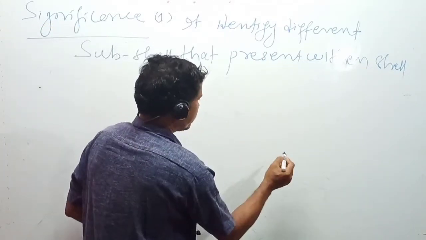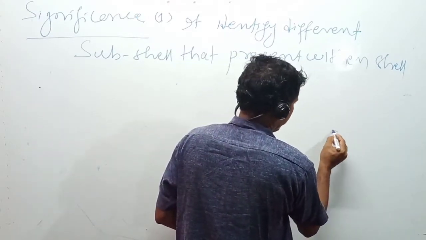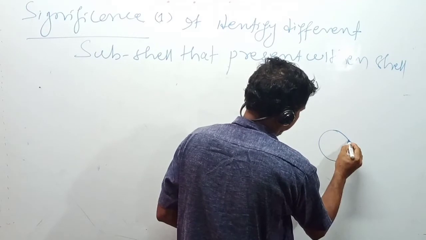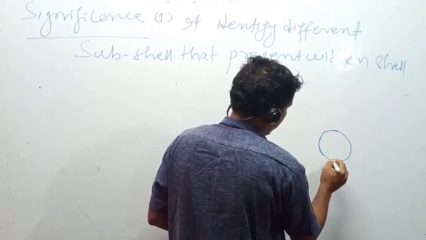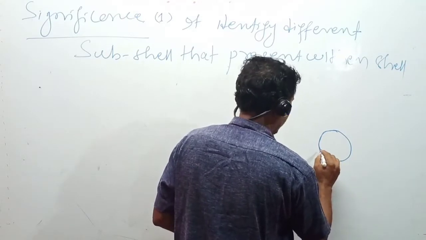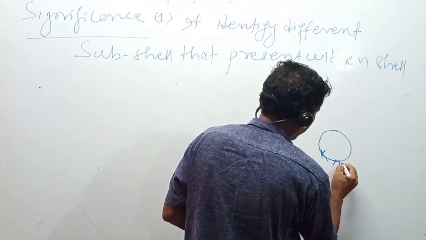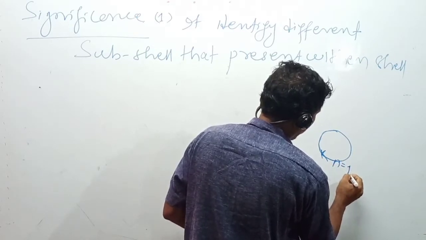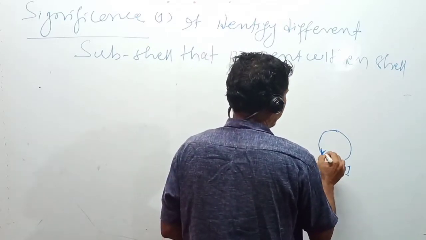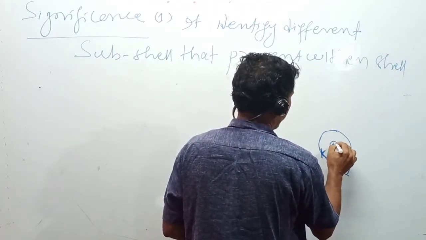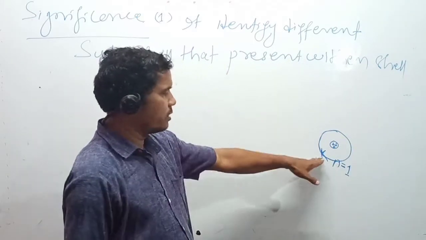So think of, suppose this is the first cell, which is closer to the nucleus, called the K cell, where the principal quantum number n equal to 1. Here is the nucleus, right? We have to find out how many subcells this K cell has.